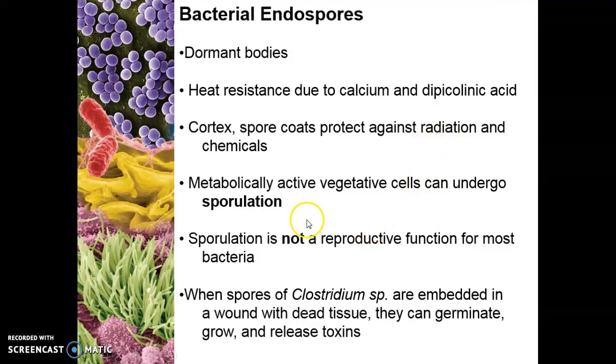So, metabolically active vegetative cells, so a live bacteria cell, can undergo the process of sporulation. This is the process of creating that endospore. All right, sporulation is not a reproductive function. Right? It's not doing this so that it can reproduce itself and continue on life.